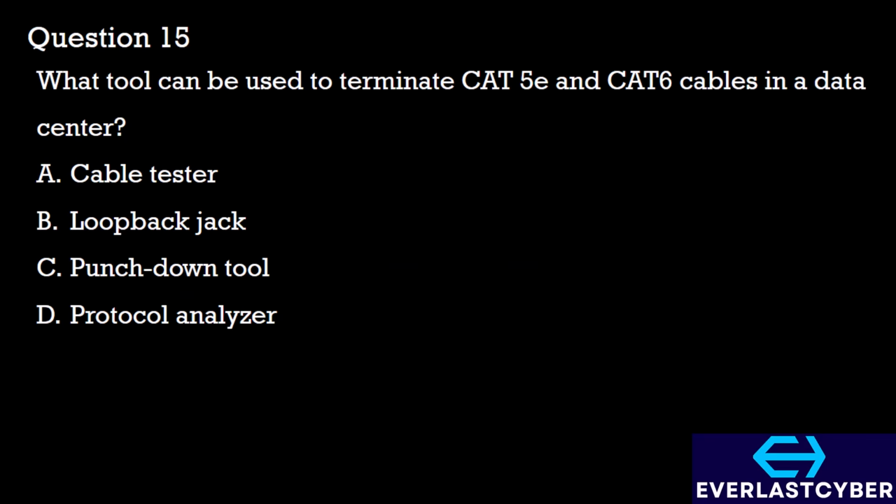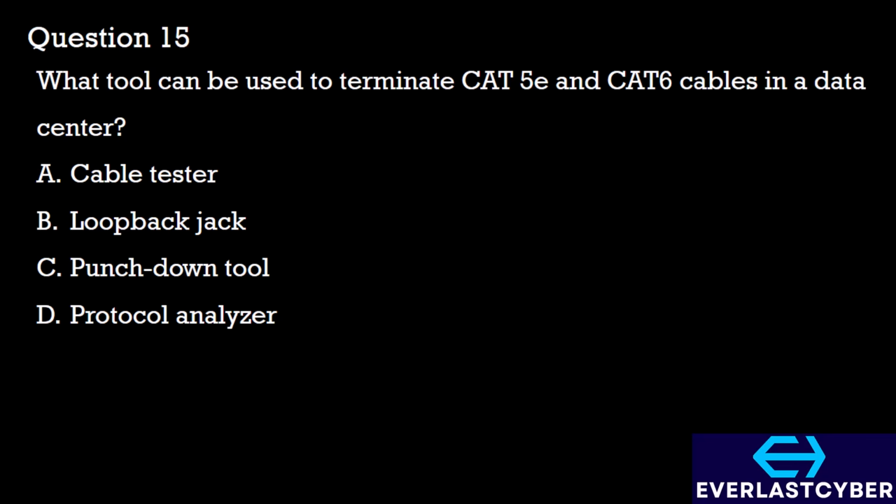Question 15. What tool can be used to terminate Cat5e and Cat6 cables in a data center? A. Cable tester. B. Loopback jack. C. Punch down tool. D. Protocol analyzer. A cable tester is only used to verify the connectivity and integrity of network cables after they have been crimped or terminated, so this is not the correct answer.